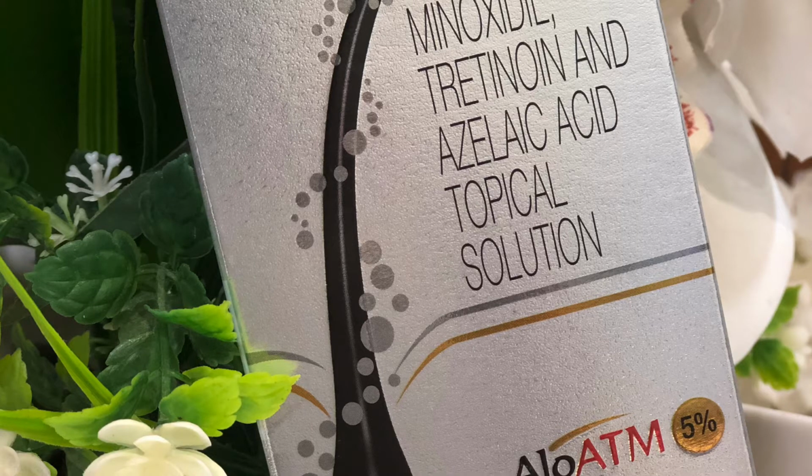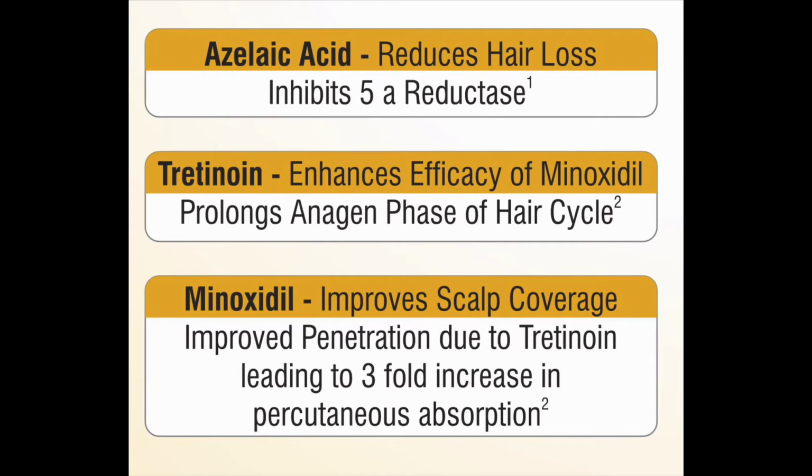Now let's see about the mechanism of action, how it works. Azelaic acid is a 5-alpha reductase inhibitor and it also has an anti-inflammatory effect. Tretinoin, the second ingredient, increases minoxidil absorption 3-4 times. So it increases the effect of the minoxidil. Minoxidil is a very well known, US FDA approved solution for the treatment of androgenic alopecia. It increases the blood supply to the hair and increases the thickness and the number of hairs. So all three ingredients mainly target to increase the blood supply to the hair follicles and increase hair growth.